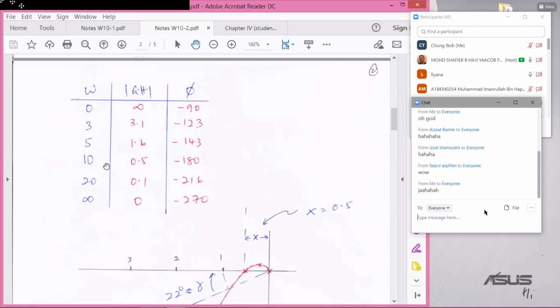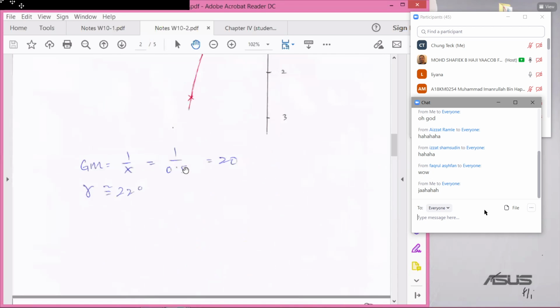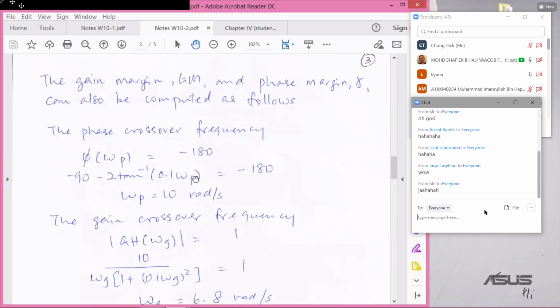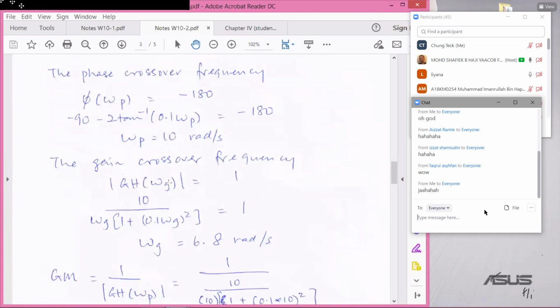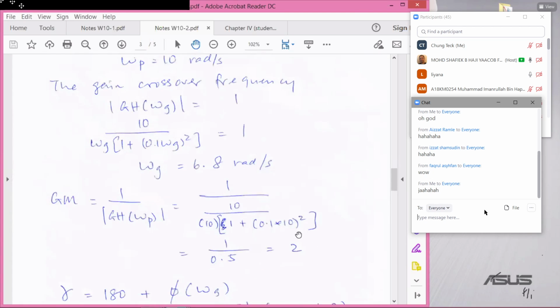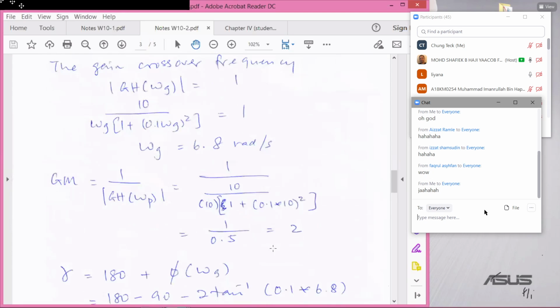Why do I say the phase crossover frequency is equal to 10? Because when frequency is equal to the phase crossover frequency, the phase angle is going to be equal to -180. So now we have this phase crossover frequency equal to 10. Therefore, we have this gain margin equal to 2. So the gain margin is how much you can increase the value of your controller before it becomes unstable.